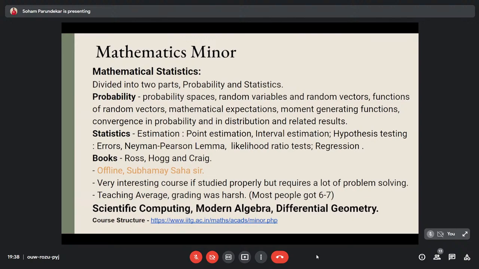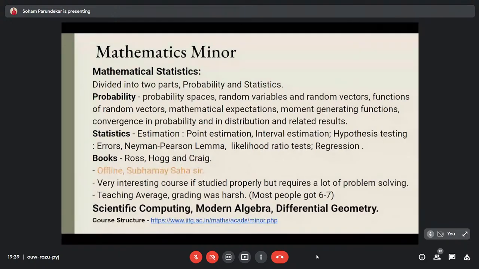So this was a completely offline course, and the course was taken by Shubhmay Sasser, and the teaching in general was kind of robotic, and we had live classes for 3 days a week. And apart from that, we had two quizzes, a mid-sem and end-sem, and the grading was harsh. Most of us scored between 6 and 7, with the highest being 7.